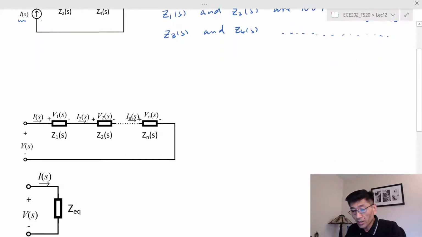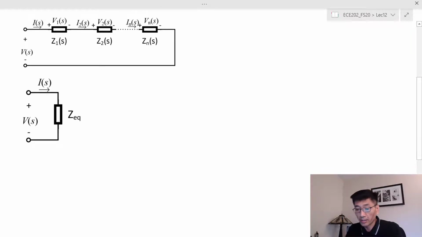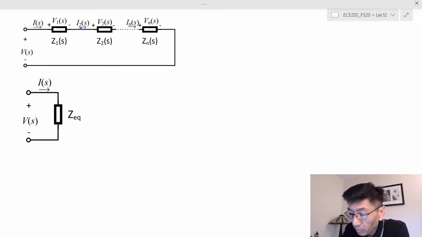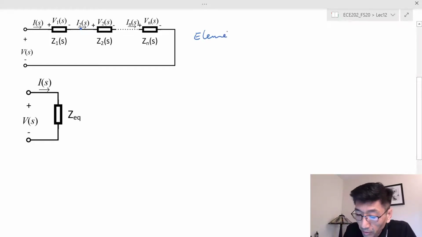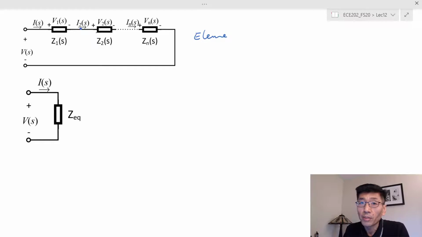Okay, let's look at the equivalent impedance for the series connection. In this case, I have n impedances connected in series. That means Z sub 1 and Z sub 2 are connected in series because they share this node without additional elements, and so on and so forth. As we did for the phasor case, we can write the element constraint for each element. I already labeled all the voltages across each element and the current through each element. For each element, the voltage and current follow the passive sign convention.